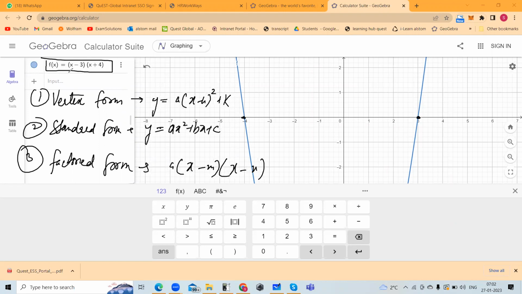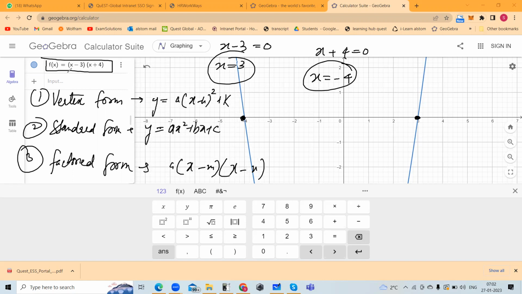Okay. y equals x minus 3 times x plus 4. Now, if you want to know what the x-intercepts are, you'll be plugging in 0. So x minus 3 equals 0, x equals 3. So this is one x-intercept here. And x plus 4 equals 0, so x equals -4. So this is another x-intercept.